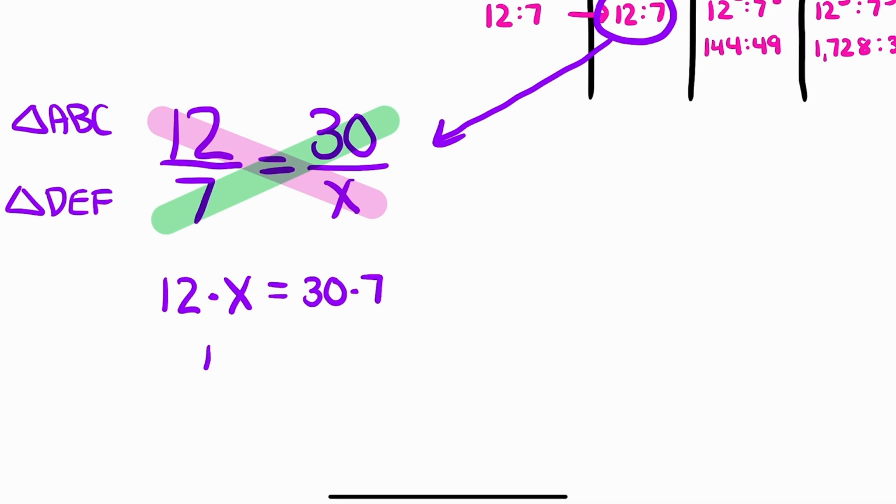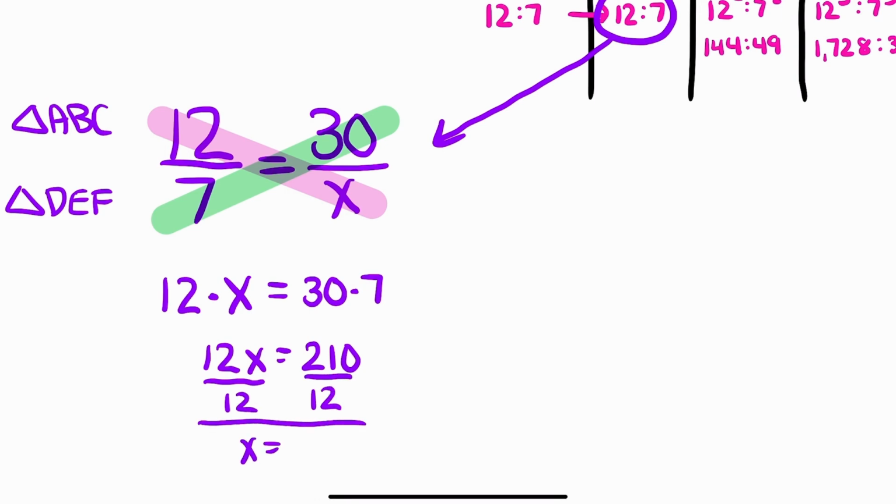Obviously, 12 times X is 12X, and 30 times 7 is going to be 210. And now I'm going to divide both sides by 12. Okay, so I get X equals 210 divided by 12, which is 17.5.